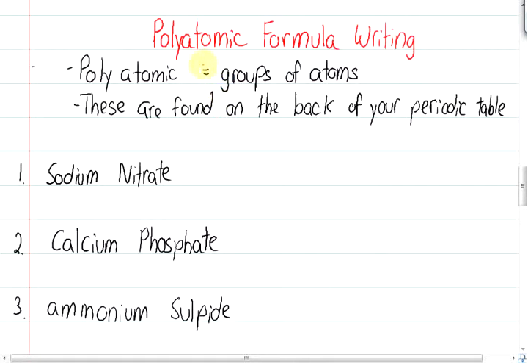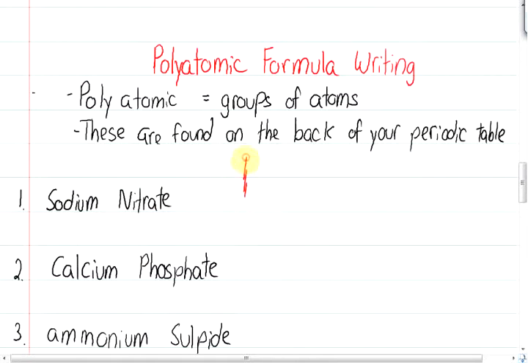Polyatomic formula writing is worksheet number 3 in your set of worksheets. Polyatomic means a group of atoms. They are found on the back of your periodic table. To write their formulas, follow the same procedure for the metal. So sodium, I need to know its symbol, Na, and its charge is +1.